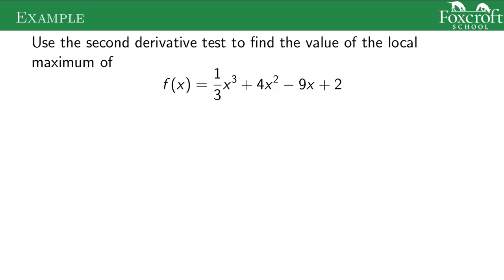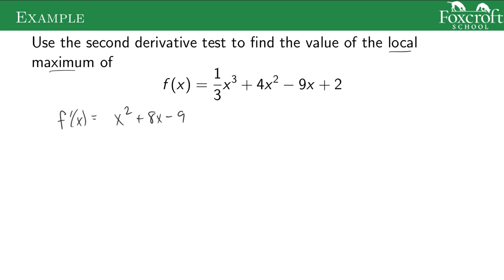All right, so now we're going to use the second derivative test to find the value of the local maximum of this function. So what we're going to do is take f prime of x. We're talking about a local maximum, so we first need to find the critical points, because that's where the maxes and mins happen. So we're going to use the first derivative first. It's going to be x squared plus 8x minus 9.